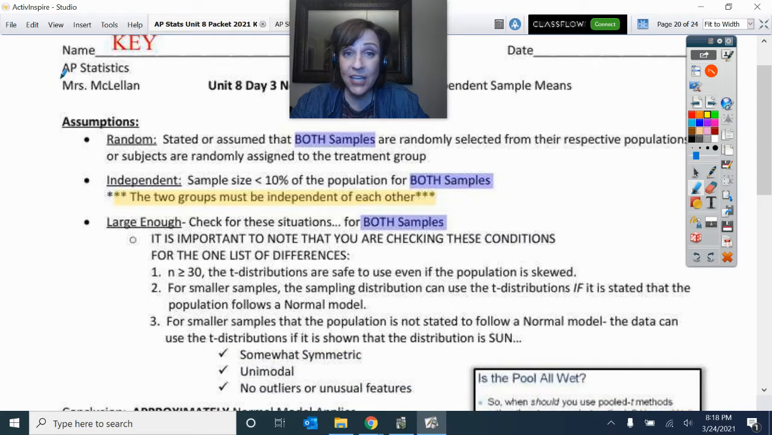Here we go. In our assumptions, again, make sure you say random, that we are stated or assumed that both of these samples are randomly selected from their populations or randomly assigned to their treatment groups. Independent: for each sample, so both samples, n is less than 10% of the population. And then the two groups have to be independent of each other. That's the big deal today as opposed to tomorrow. Subjects are not in each other's groups.